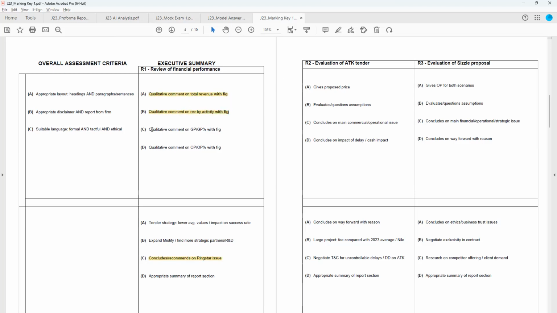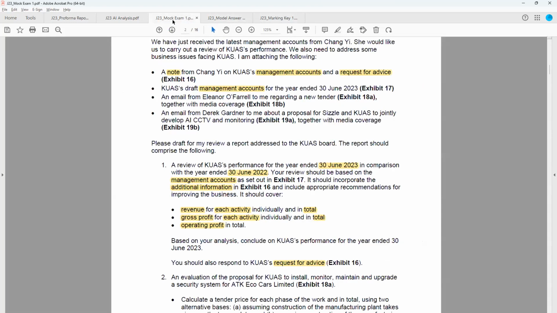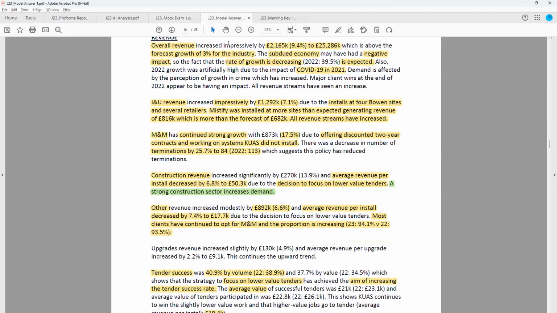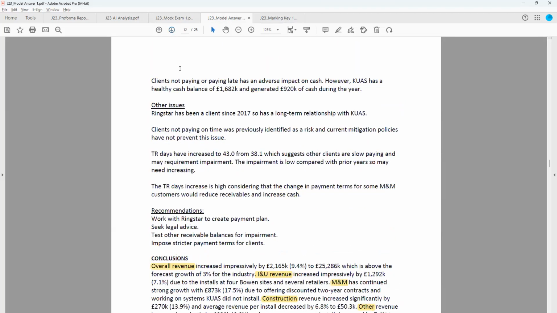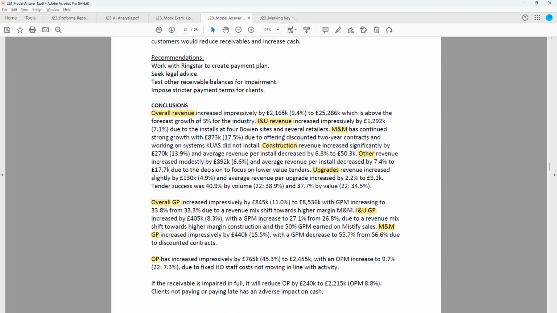So because the points we've got in our conclusions are factual points about what actually happened during the year, of course we can copy those into our exec summary as a starting point. Then I suggest that you copy your conclusions over, so you've got the main facts in there.